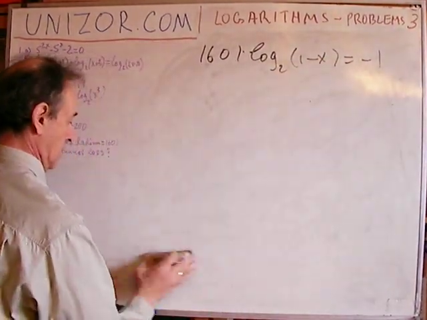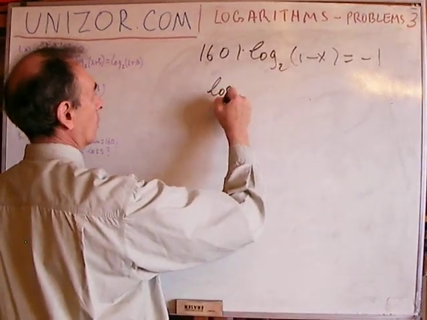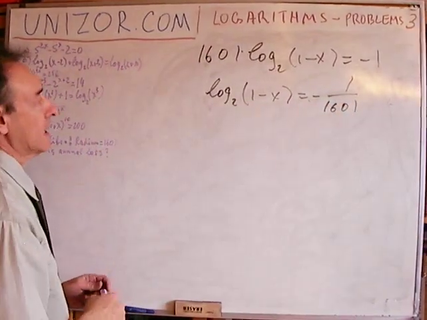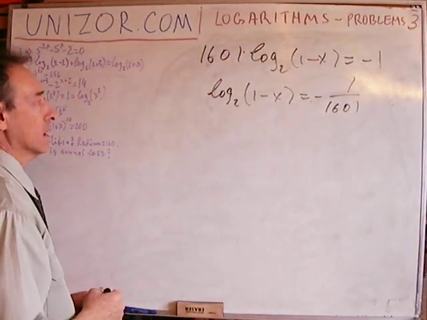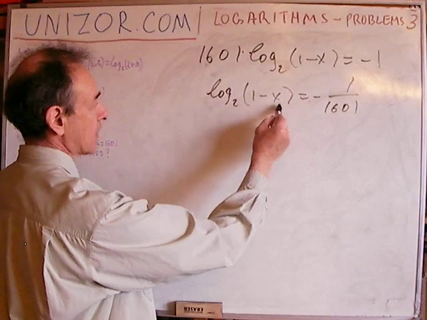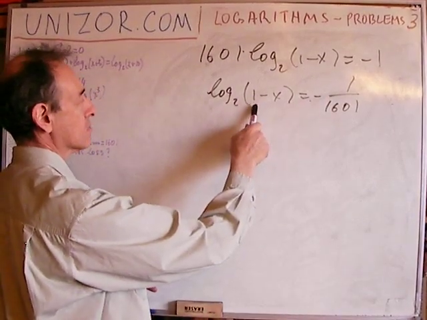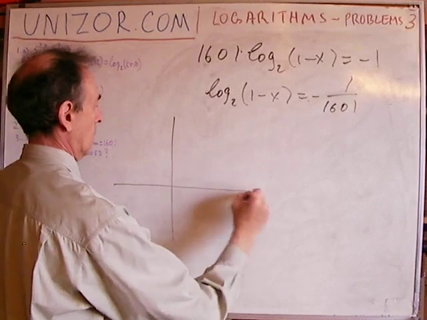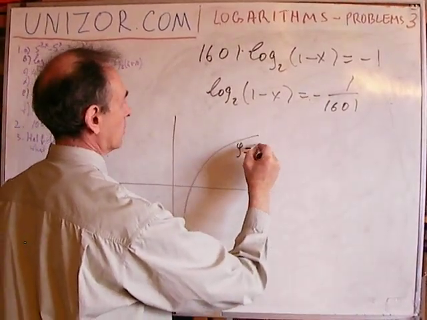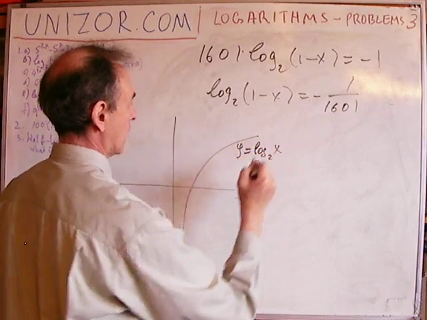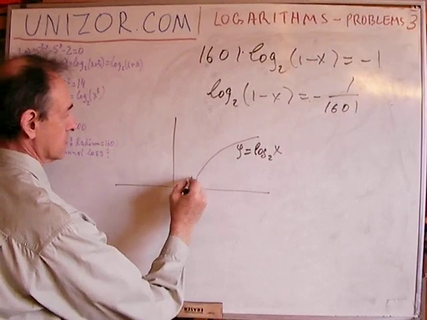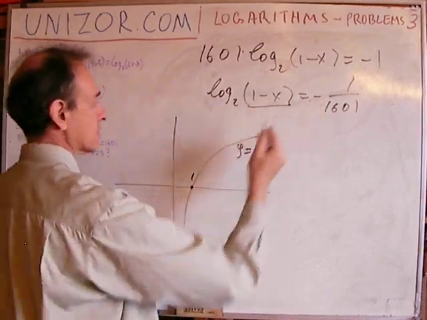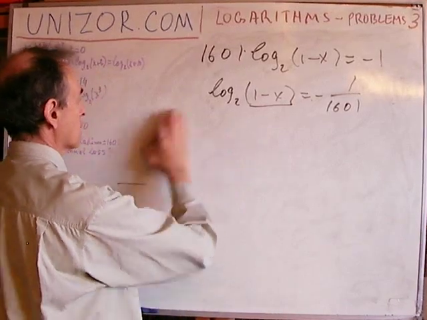So obviously log 2 of (1 minus x) is equal to minus 1 over 1601. Okay, I hope you're not discouraged by this minus sign, because we are subtracting from 1. If you remember, the logarithm of 1 with any base is equal to 0, but if you go less than 1, this is y equal to log base 2 of x, right? So this is 1, and log is equal to 0. An argument less than 1 will give you a negative log. So everything is fine.